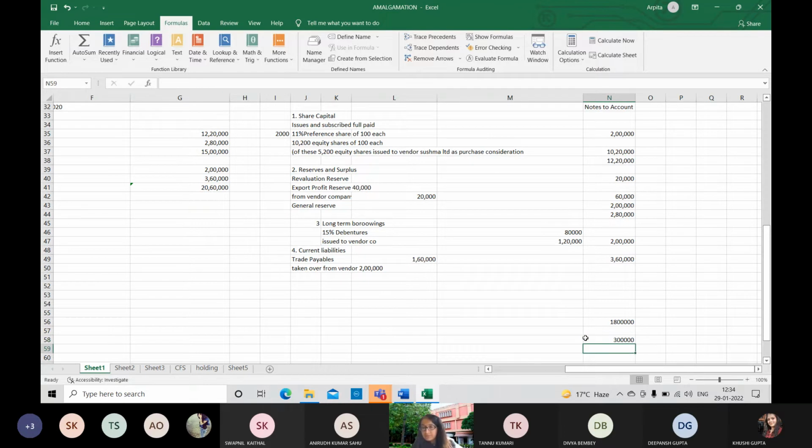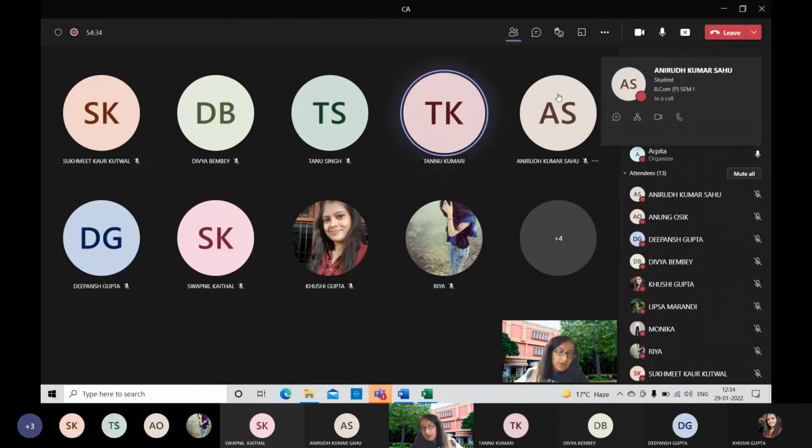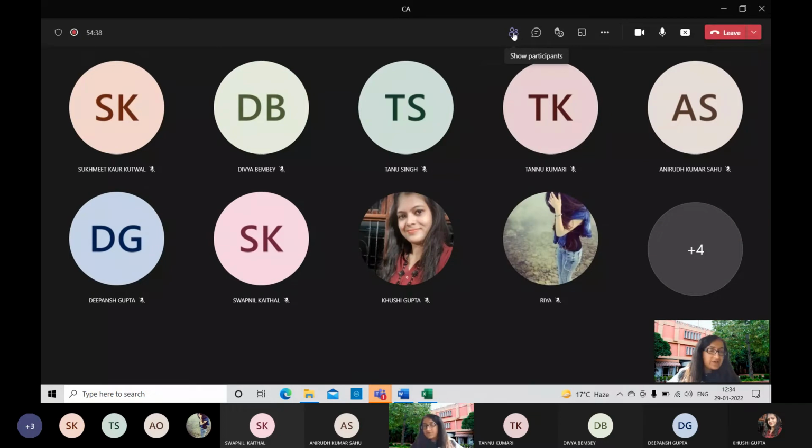3 lakh? Yes or no? Now tell me, this 3 lakh, what is it? Is it profit or loss? Anyone? Ma'am, profit. The share capital was 15 lakh, and in exchange I gave 18 lakh, so is this a profit?